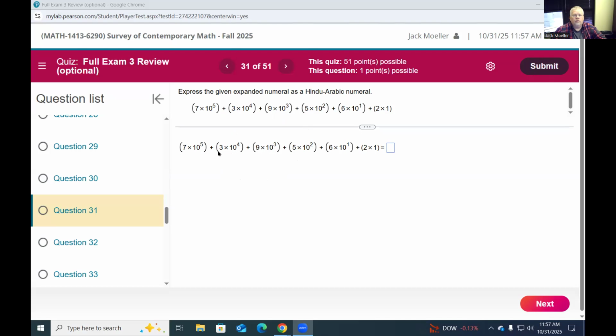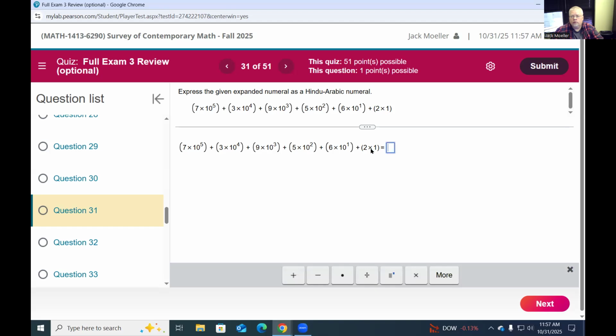3 times 10 to the fourth would be 3 followed by 4 zeros. So that'd be 30,000, and so on. And if you look, 10 to the fifth, fourth, third, second, first, and 1. So we don't have any zeros because we're not missing anything. So this would just be 7, 3, 9, 5, 6, 2. And yes, it is that straightforward.